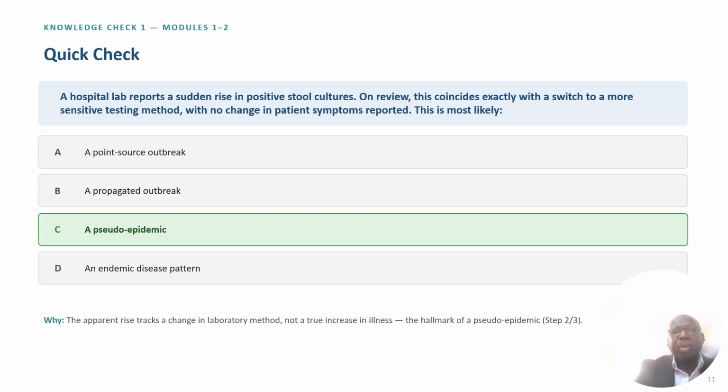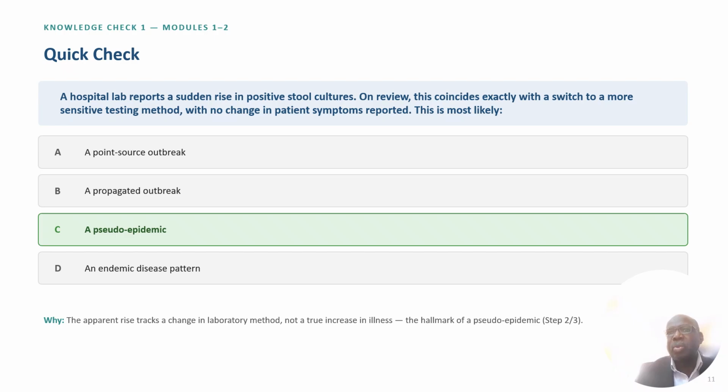Here we have a quick check. A hospital lab reports a sudden rise in positive stool cultures. We are going to look at who is raising or detecting the outbreak. Here the outbreak is detected by the laboratories.